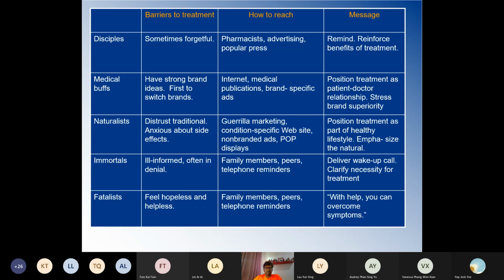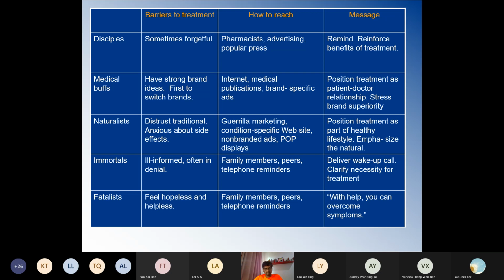So if you see this table, it gives you an understanding of the type of the segment or the group of people, what the actual barriers are within them for the treatment, the way to reach them, and the message that can be coined to reach them. So disciples, sometimes they are forgetful, and through the pharmacies or advertising or popular press, we can reach them, and we have to send them reminders or reinforce the benefits of the treatment so that they will slowly change their mind, or they are going to adapt and make changes.